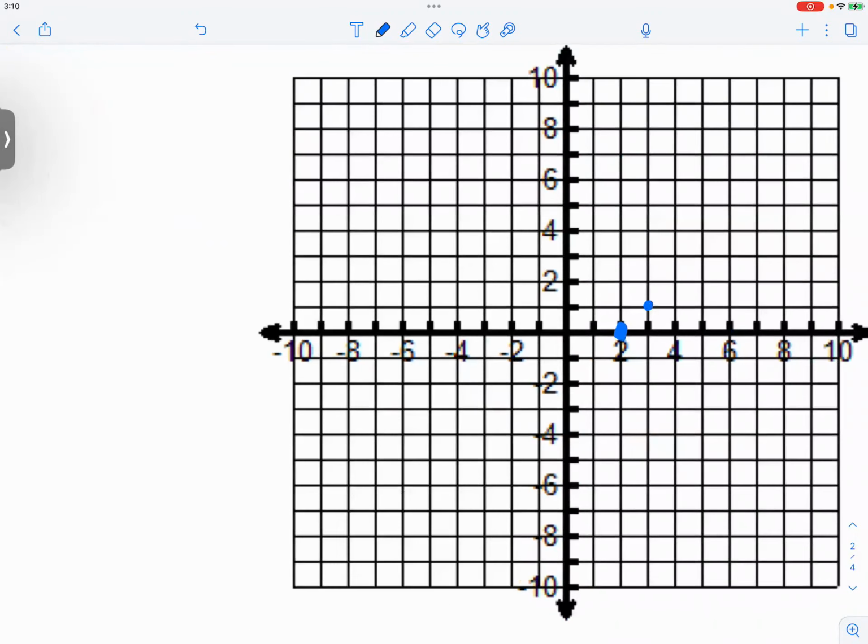So you can just go ahead and make a graph right now. Okay, right 1 up 1, and then right 1 up 7. And then on the other side, we do the same thing, and then we just go ahead and connect the dots.